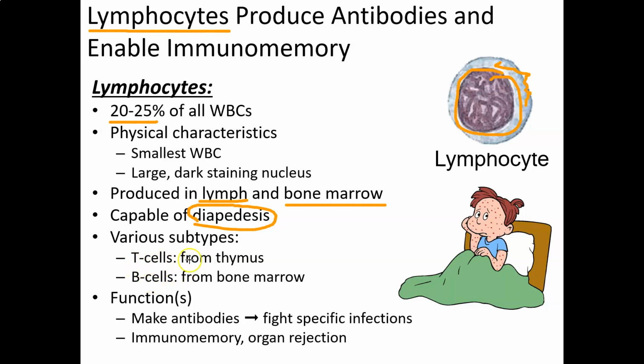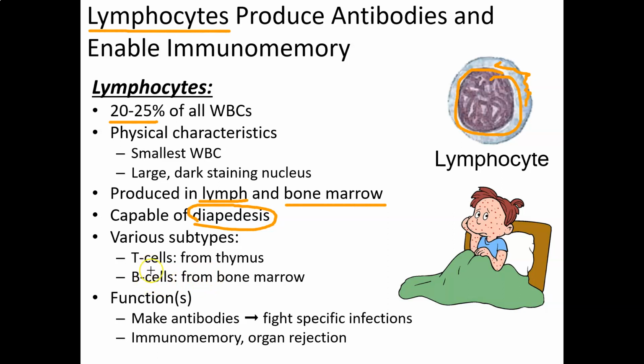T cells are what they call thymus derived, so they come from the thymus. B cells are bone marrow derived. Actually, they were first recognized in the bursa of Fabricius in birds. Humans don't have that. You probably don't remember that from anatomy, because we don't have that. But the B still fits in terms of bone marrow. So if it comes from lymph tissue, in terms of the thymus, it's called a T cell. And if it matures in the bone marrow, it's called a B cell.